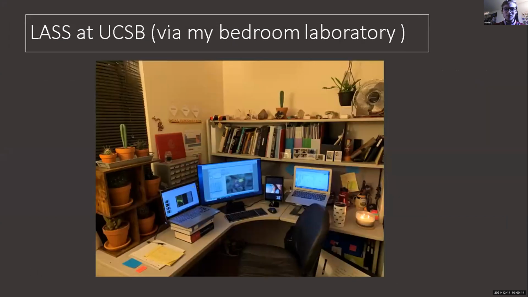And here's an image of my bedroom laboratory, and many thanks are owed to Dr. Andrew Kylander-Clark from the University of California, Santa Barbara, for his ingenuity in remote work during COVID. It was incredible. We were able to access his machine all the way from Ann Arbor.